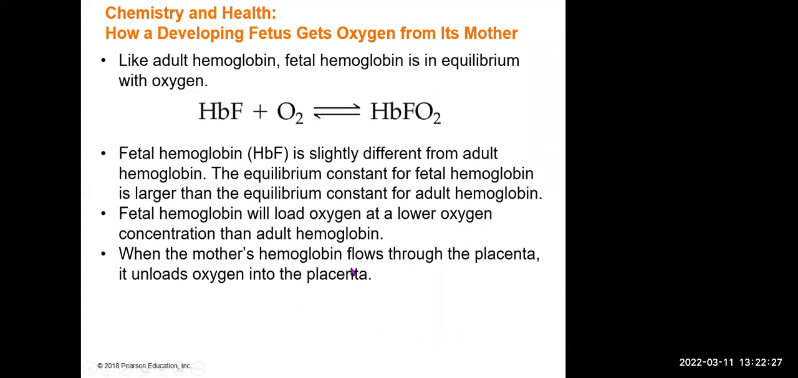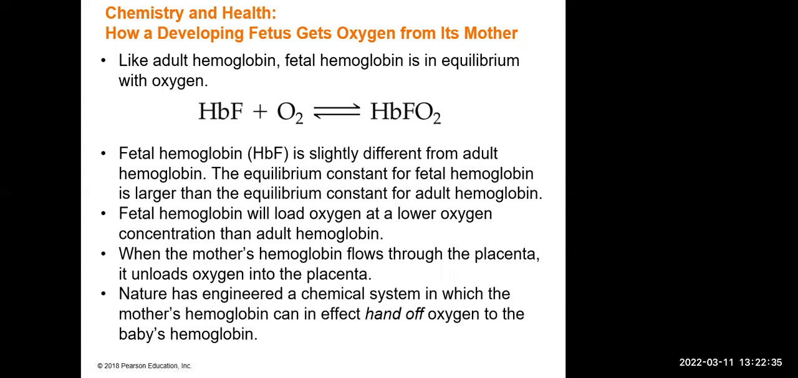When the mother's hemoglobin flows through the placenta, it unloads oxygen into the placenta. Nature has engineered this chemical system in which the mother's hemoglobin can, in effect, hand off oxygen to the baby's hemoglobin.